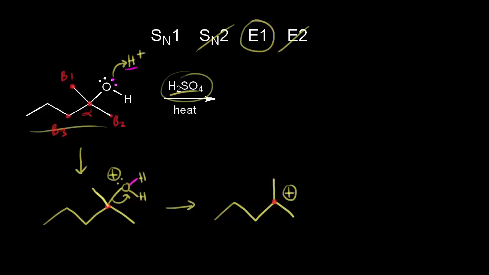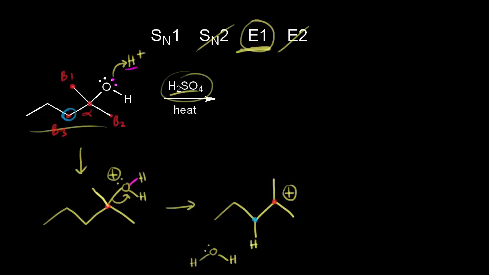In our E1 mechanism, we know we're going to have a weak base come along and take a proton from one of the beta carbons. So I'll go with beta 3 for this carbocation here. So I'll draw in a hydrogen coming off of this carbon. Let me mark it in blue here. And this carbon in blue was this carbon on our starting alcohol. So a weak base would have to be water. We just formed water in our previous step. So water comes along and takes that proton.